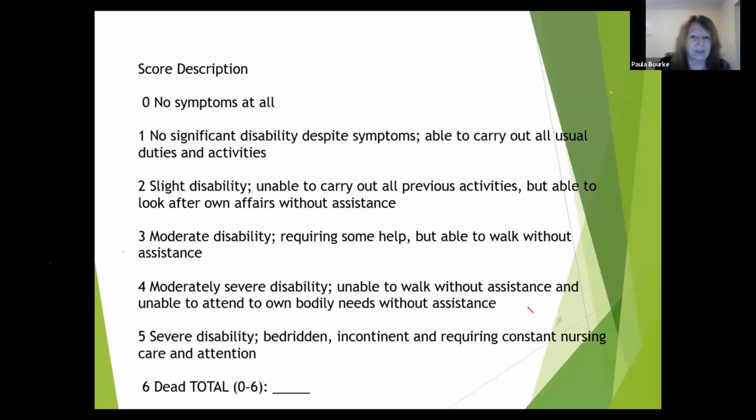2, slight disability, unable to carry out all previous activity, but able to look after themselves and their affairs without assistance. 3, moderate disability, requires some help, but able to walk without assistance. And those are the categories you want your patients to get back into, because after that, it becomes more and more disabled. And we know stroke causes the second highest rate of disability in the world in adults.